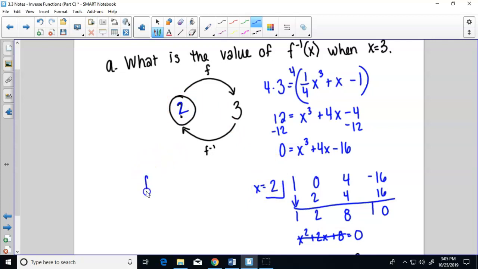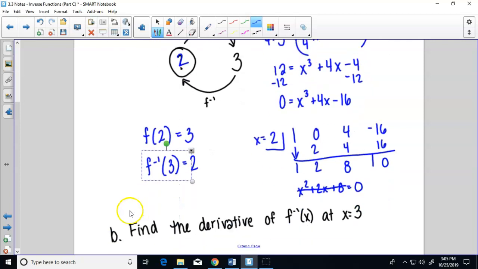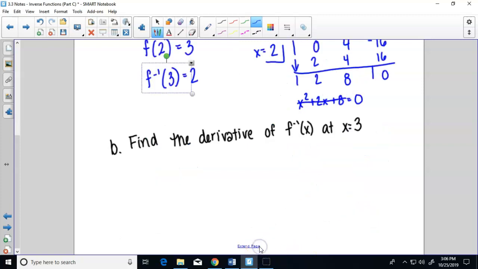So f of 2 equals 3. f inverse of 3 equals 2. Okay, that we need for the next part that we're going to do. For the next part it says, what is the derivative of f inverse of x at x equals 3? And so here is where I use that rule that we just wrote down.